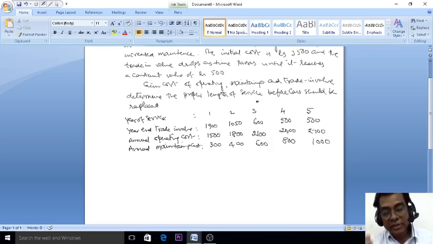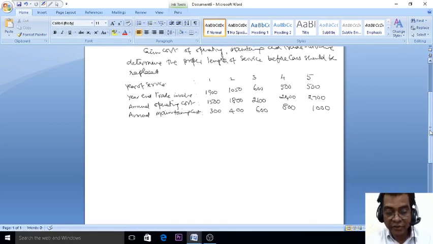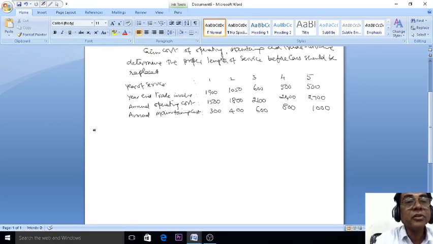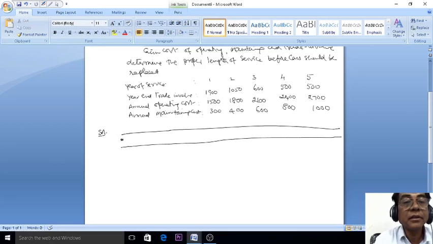Okay. So what is the difference between the previous question and this question? In the previous question only the maintenance cost is given, but here some more data is given. So don't confuse it. First, the solution in tabular form.